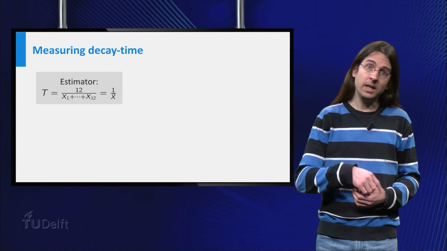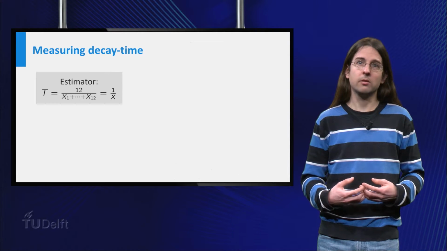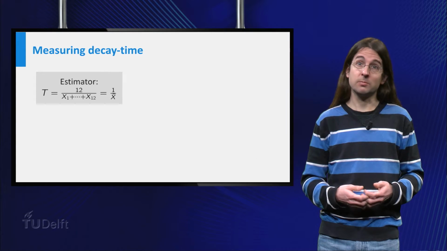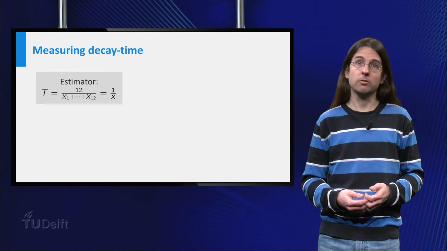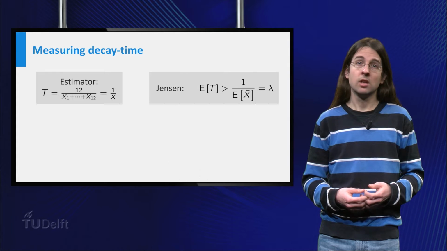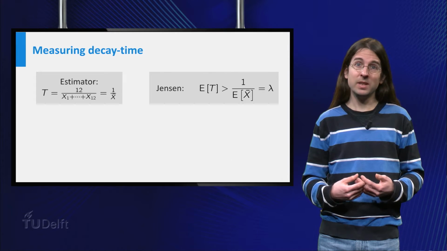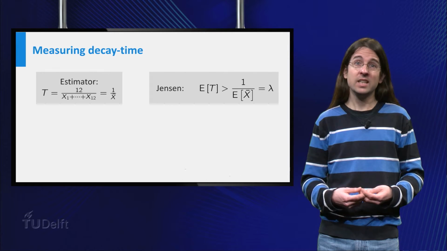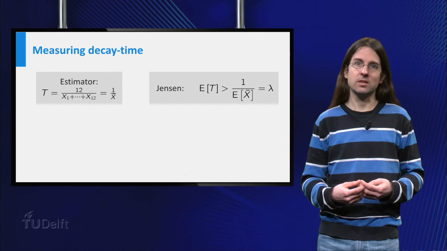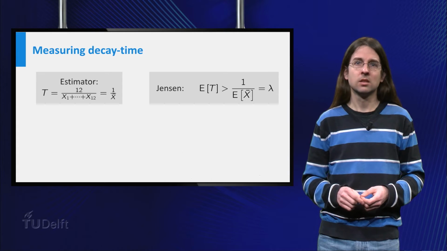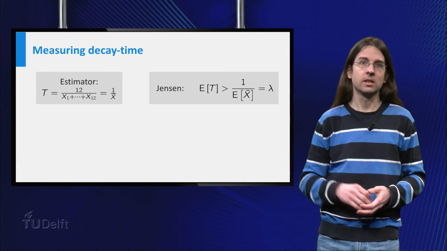Now, let's get back to our estimator of 1 over the average. By the law of large numbers, we know that the expectation of the average equals 1 over lambda. But since 1 over x is a convex function, Jensen's inequality tells us that the expected value of 1 over the average is more than 1 over the expectation of the average, which is lambda. This means that our estimator is biased. On average, it's too high.